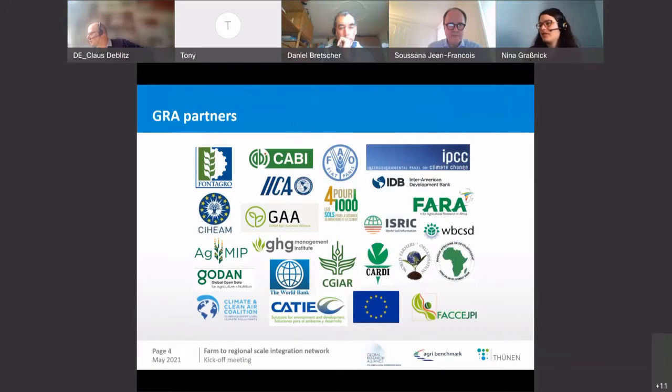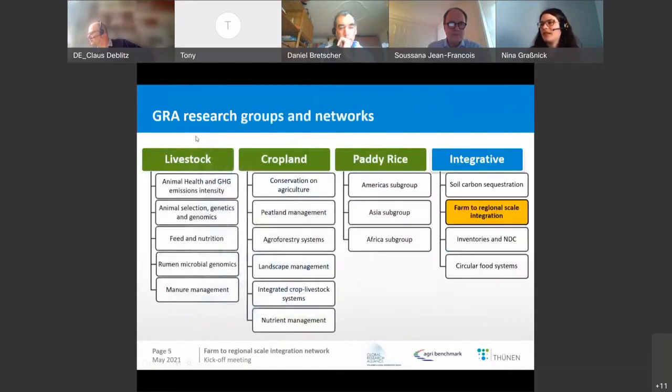And if we now look closer at the research groups, we see all these research networks under these four research groups, which are actually open to everyone. And here in the last research group, the Integrative Research Group, which is also co-chaired by Jean-François and Susanna, who is also here today, we are here at the Farm to Regional Scale Integration Network, which was established some years ago by Petr Havlik, and by that time focused a lot on regional scale modeling, a focus that we might be shifting a bit, but this is also open to the group today and something to discuss later.